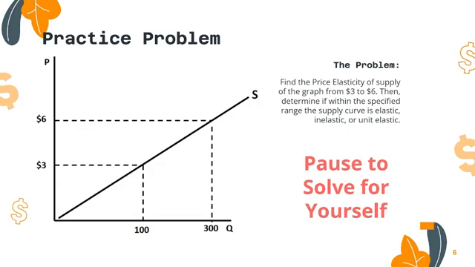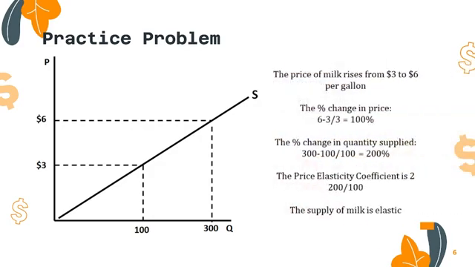All right. So the answer to this question is as follows. The price of milk rises from $3 to $6, which means that the percent change in price is 100%. The percent change in quantity supplied is 200% because it rises from 100 to 300. And then if we were to put 200 over 100, the price elasticity coefficient is 2, which is greater than 1, which makes the supply elastic.